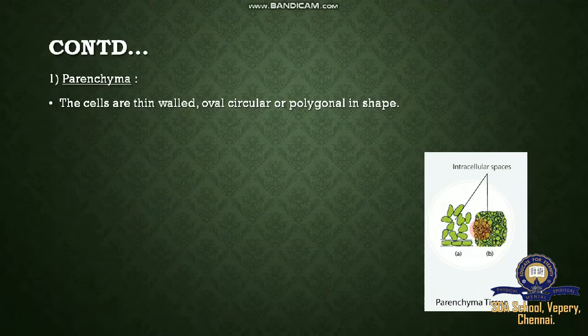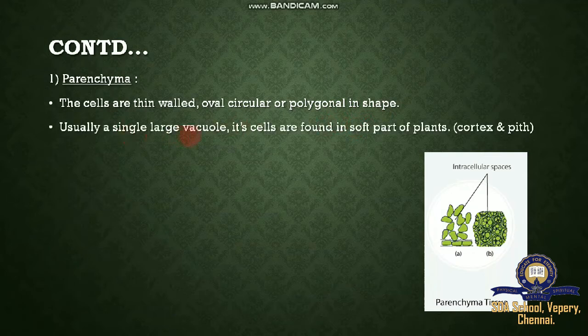I gave some pictures. If you see the plant cortex, stem cortex, and leaf mesophyll tissue, there are loosely arranged cells with large intercellular spaces called parenchyma, thin-walled cells. The cells are thin-walled, oval, circular, or polygonal. The shape varies depending upon the group of plants and their location. Oval means elongated, circular means round, polygonal means different angled cells. Usually a single large vacuole.